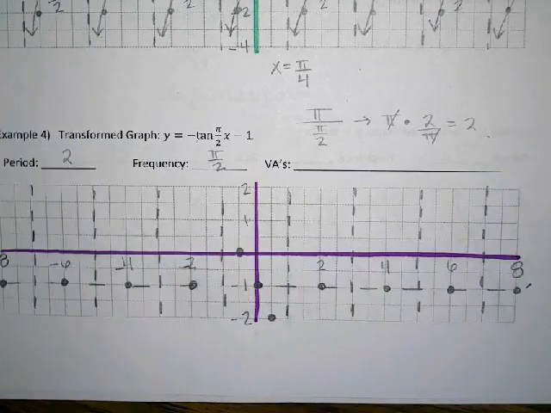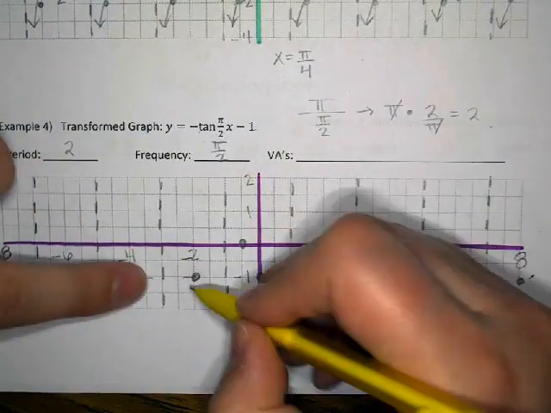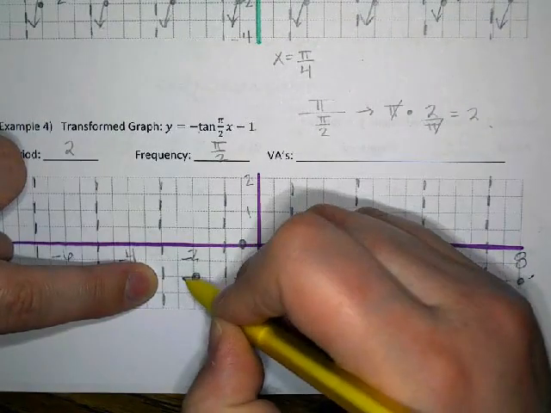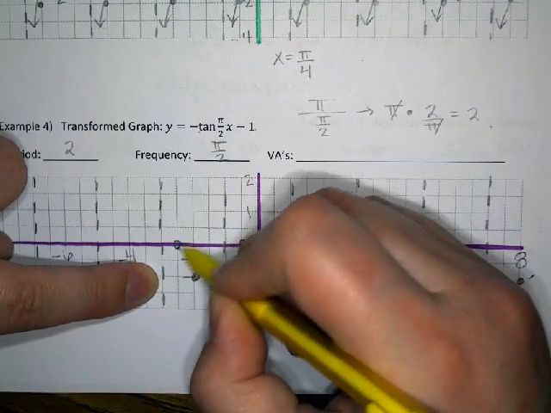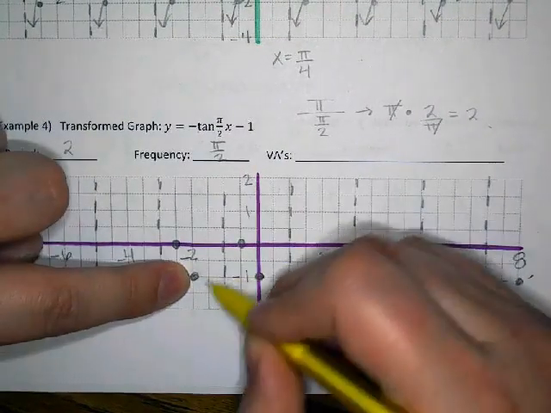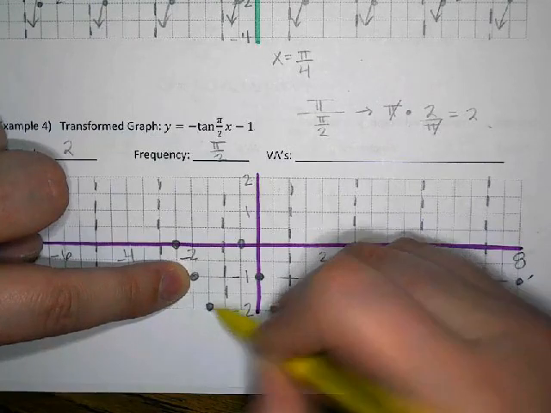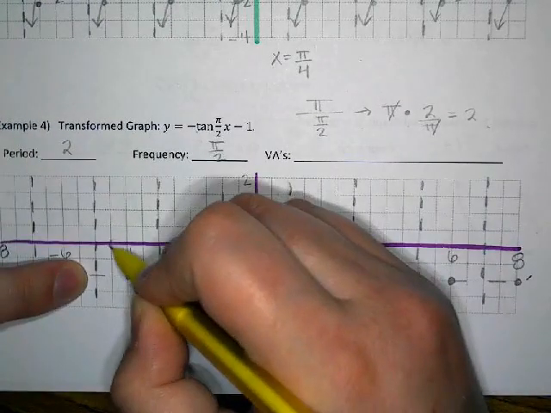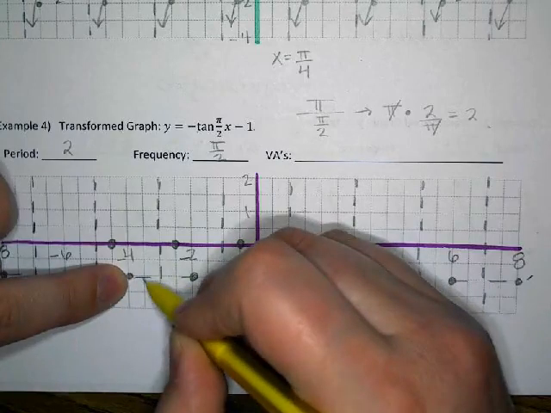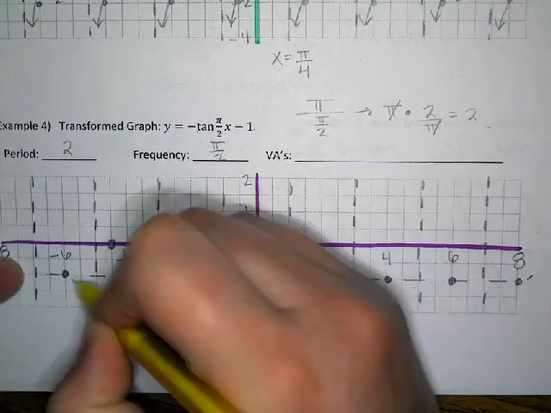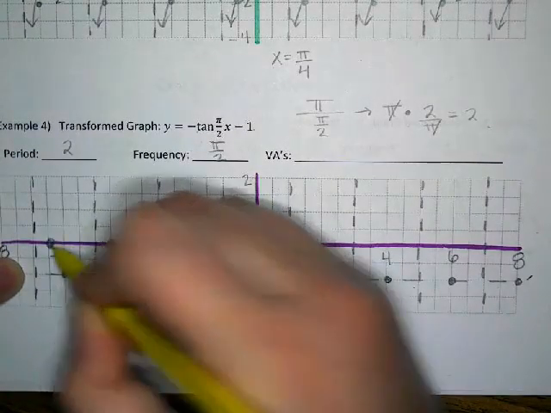And I'm going to do that for all of them. So between the point and the asymptote, I'm going to go up 1 on the left. Between the point and the asymptote, I'm going to go down 1 on the right. Up 1 on the left, down 1 on the right.